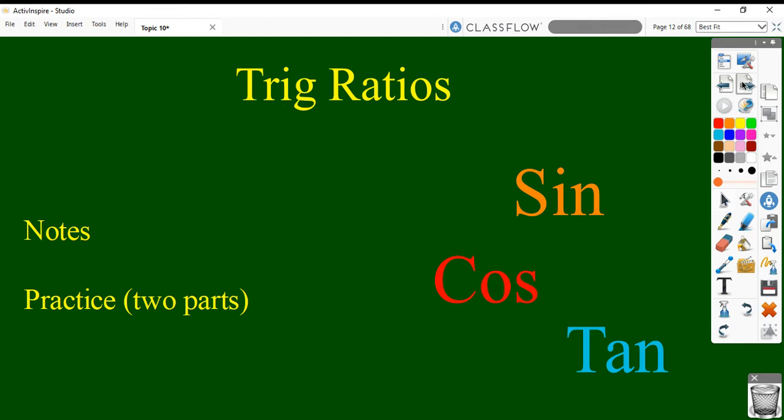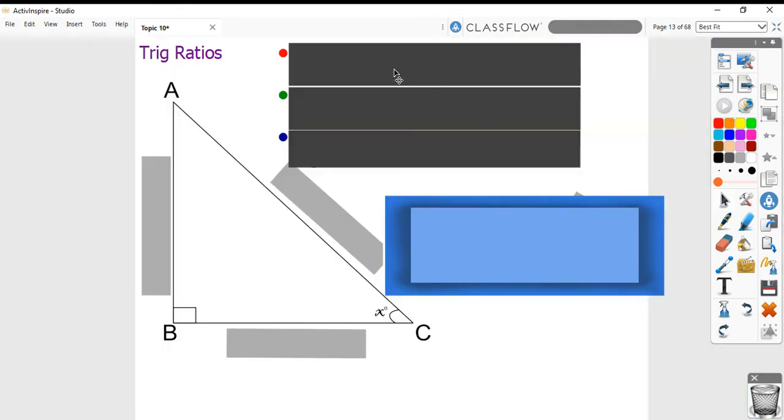Some of this stuff is going to seem kind of foreign at first, but the more we talk about it and the more we practice with it, hopefully it'll start to make more sense. Even if you don't fully get it, if you've got a half decent pre-cal teacher in the future, you're really going to dive deep into this stuff. So let's get rolling on our notes.